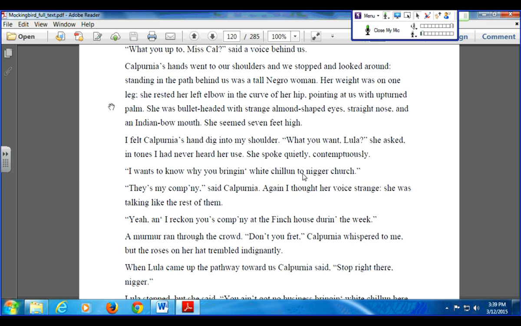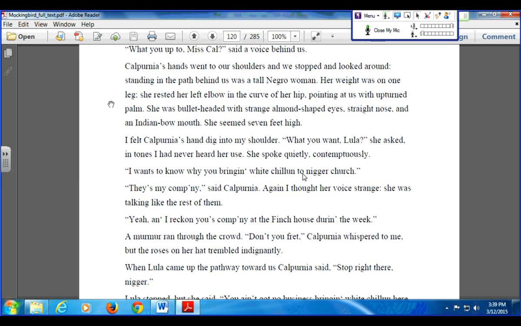I felt Calpurnia's hands dig into my shoulder. "What you want, Lula?" she asked, in tones I never heard her use. She spoke quietly, contemptuously. "I want to know why you're bringing white children into a Negro church." "This is my company," said Calpurnia. Again, I thought her voice strange. She was talking like the rest of them. "I reckon it's company to Finch's house during the week."